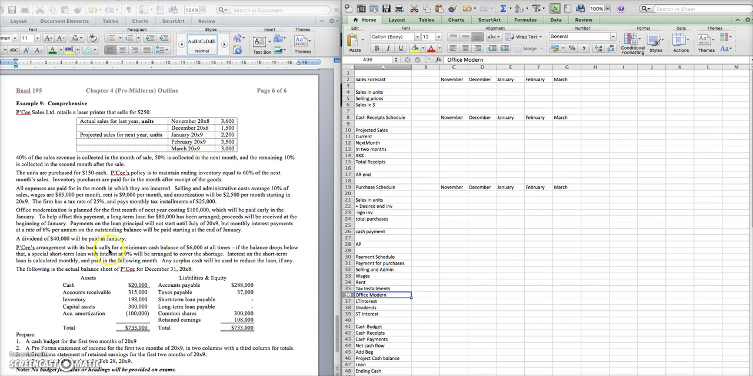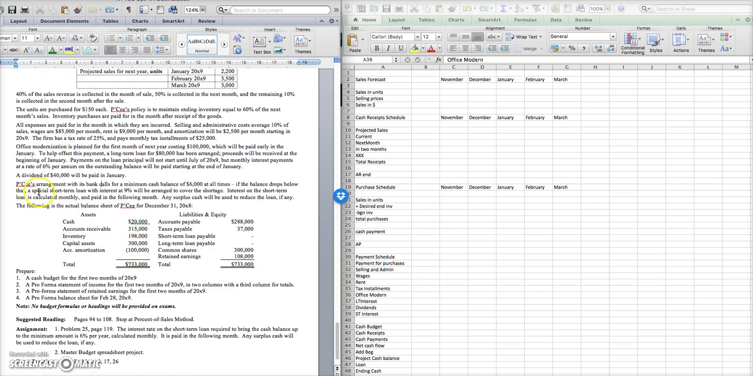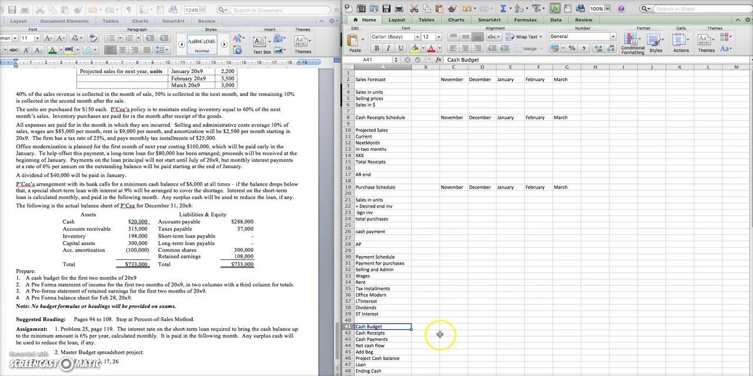We also get additional information now in here that a dividend, we'll just undo that, of $40,000 will be paid in January. Continuing on, PC's arrangement with the bank calls for a minimum of $6,000 all time. So that will really help us when we're doing our cash budget over here. So remember, our ending cash cannot be below $6,000. If it does, we have that short-term loan with interest of 9%, which is really high, by the way.